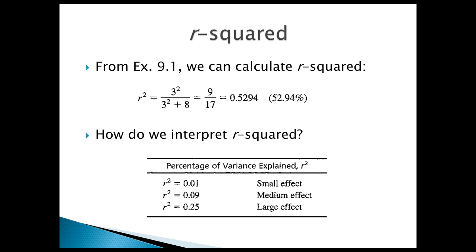So how do we interpret R squared in general? Percentage of variance explained. So an R squared value of 0.01 is considered a small effect, while R squared equaling 0.09 is considered a medium effect, and R squared 0.25 is a large effect.